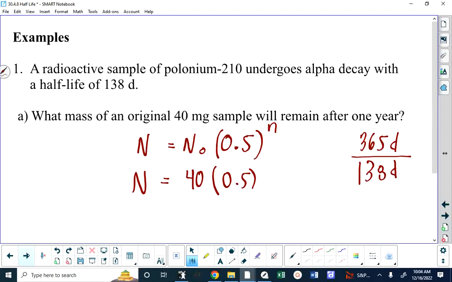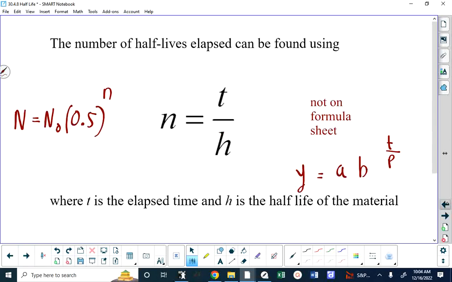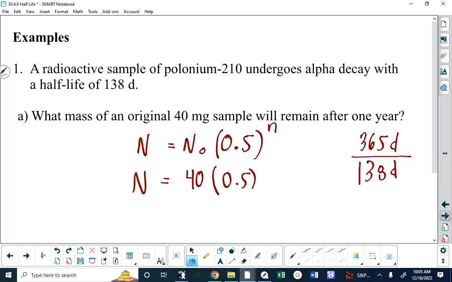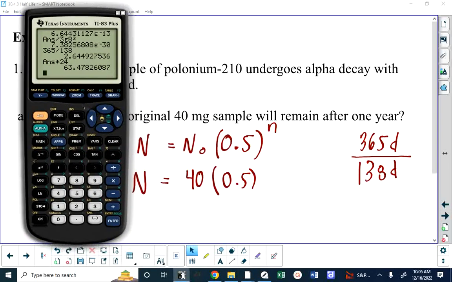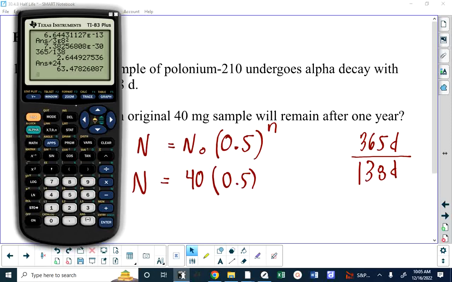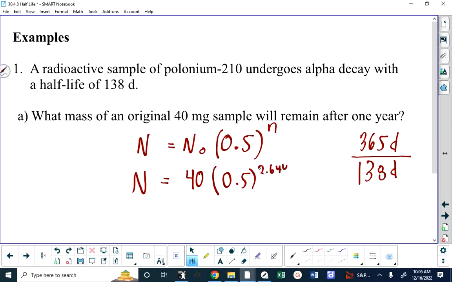What I'm doing here is using this formula that's not on your formula sheet, but I would argue that this is common sense. You have 365 days and each half-life is 138. How many half-lives are there? I think it was that 2.6 number. Actually, we calculated it up here: 2.6449. And that's it. There's nothing complicated about this formula.